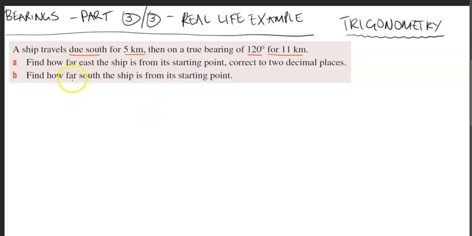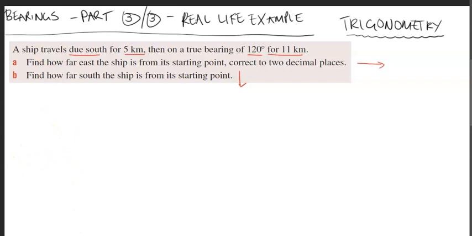The first question is going to ask how far east, so to the right, the ship is from its starting point, correct to 2 decimal places, and how far south the ship is from its starting point. Alright, so we're looking for how far away this way, and how far away this way, east and south. Now, let's draw this diagram.